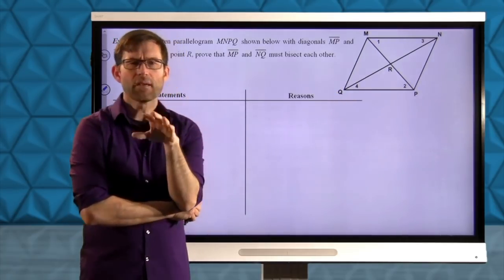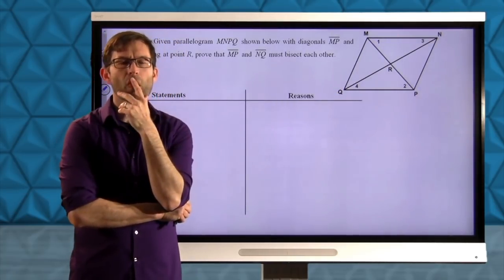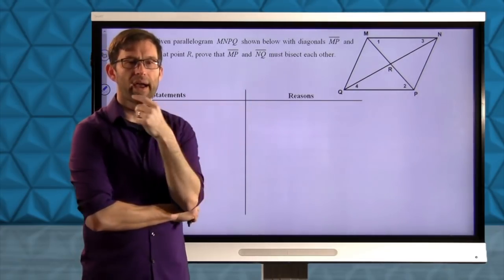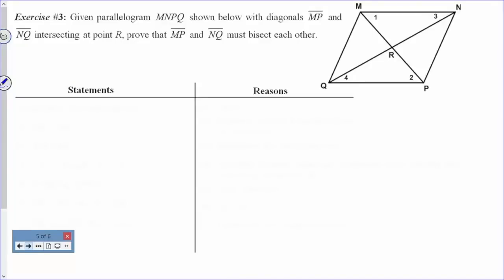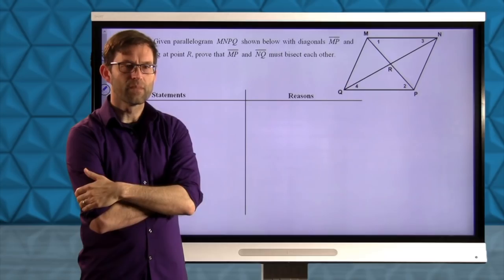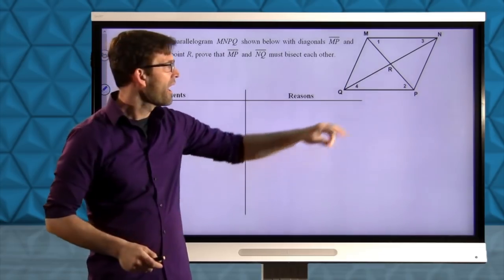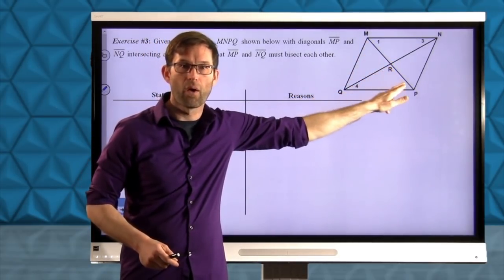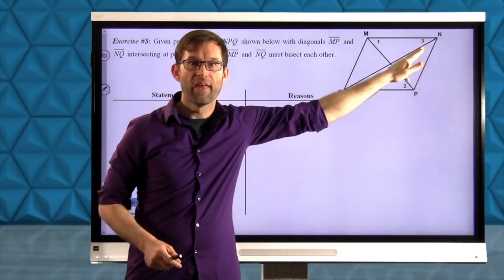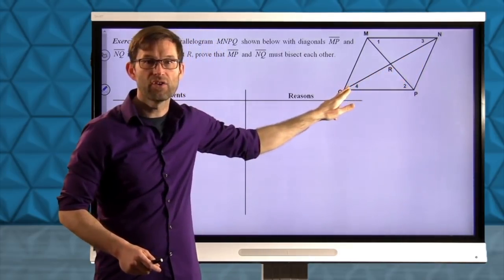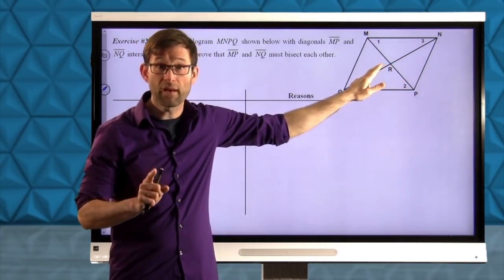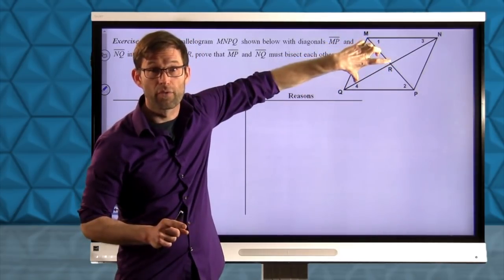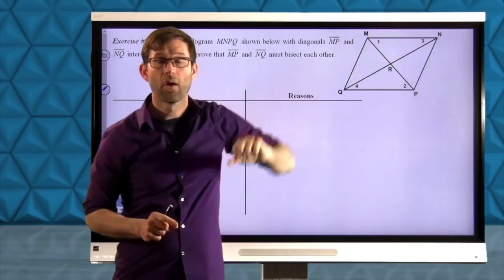Now, let's think of this a little bit backwards. What would I need to be able to show in order to show that the diagonals bisect each other? Well, somehow, I have to show that this line segment's equal to this one, that NR and RP are the same length, and that MR and QR are the same length. So keep that in mind. I need to show that that and that are equal lengths. A little bit harder for me. That and that are equal lengths.